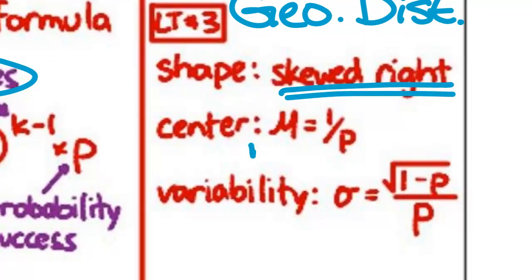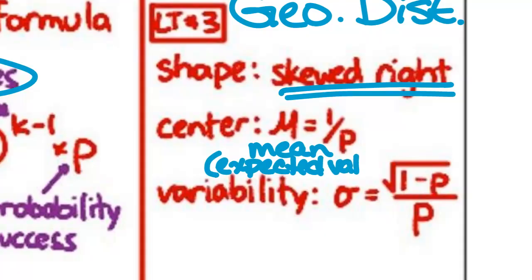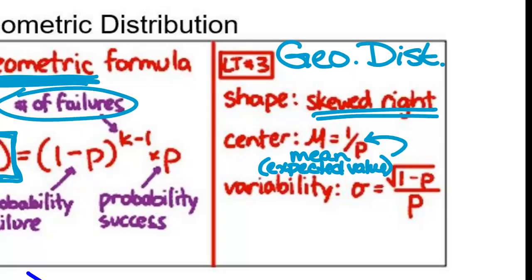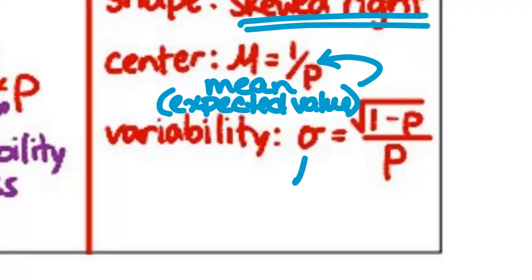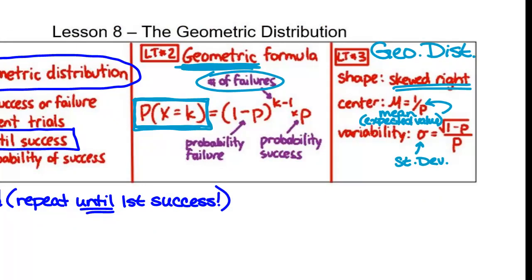The center, the mean, or we could say the expected value, is 1 over the probability of success. And the variability, or our standard deviation, we calculate by doing the square root of 1 minus the probability of success, so the square root of the probability of failure, divided by the probability of success.